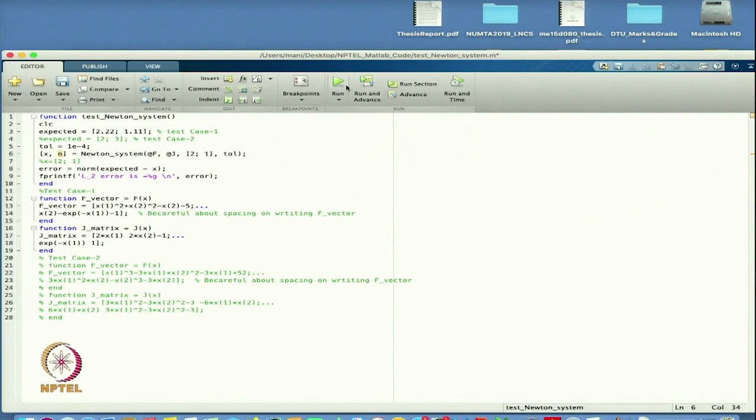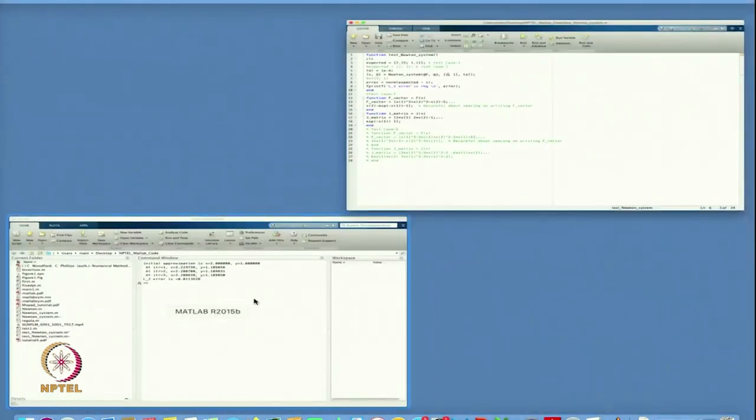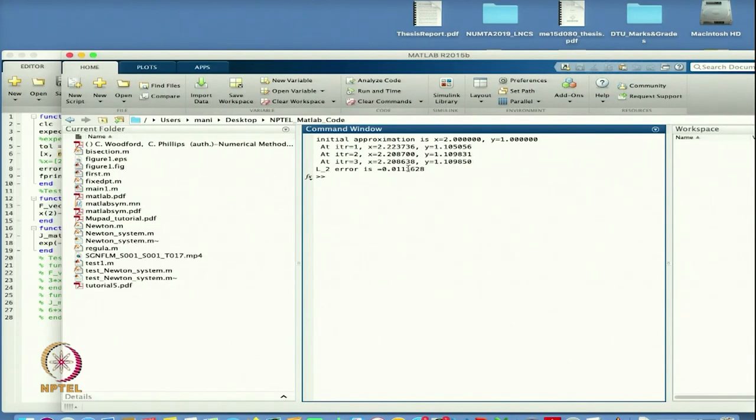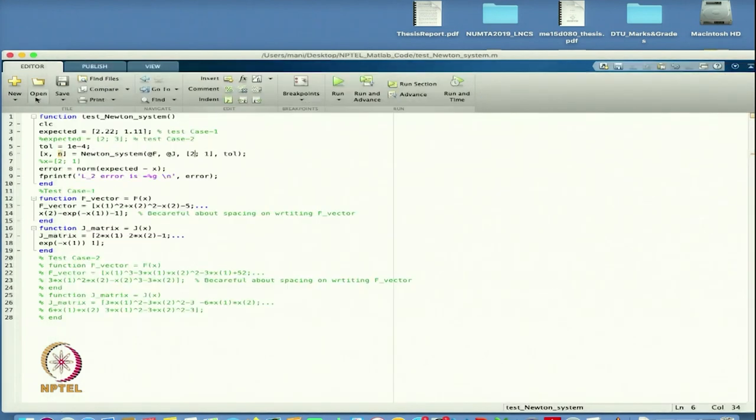Now, we can even change the initial condition and then let us run this one. In this case you can see that even with 3 iterations we are getting the solution and the error is this one. So, based on whatever value you take, let us see with 0 1.